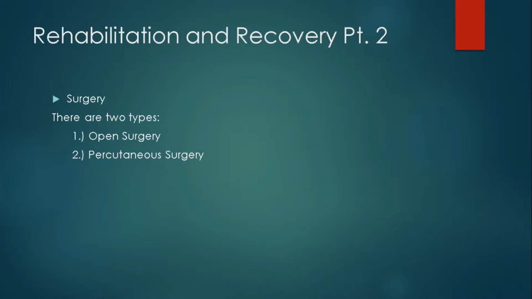So for surgery, the big point that I want to make is that there are two types of surgery. There's open surgery and there's percutaneous surgery. With open surgery, the surgeon makes a large incision in the back of the leg for the Achilles tendon. With percutaneous surgery, the surgeon makes multiple incisions rather than just one. That's pretty much the only difference between the two, because in both the surgeon is attempting to reattach the Achilles tendon to itself.